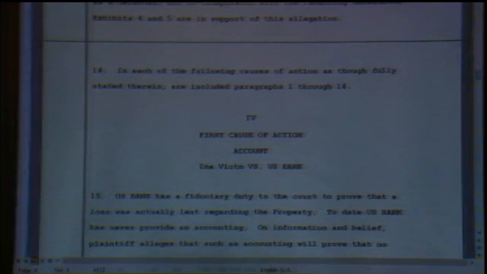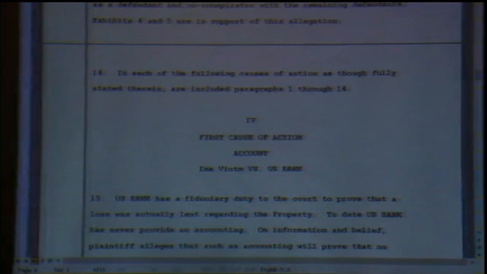And now, in each of the following causes of action, as though fully stated therein, are included paragraphs 1 through 14. Okay, so all this stuff up above, from the first paragraph right there, all the way through to the 14th paragraph, all of that in each cause of action is included. So that way you don't have to be repetitious and put the same stuff in over and over again. So the cause of action, each cause of action is like a separate mini lawsuit within the lawsuit.